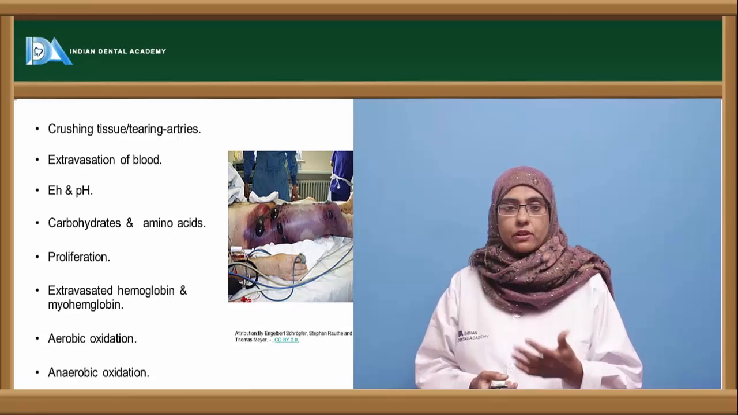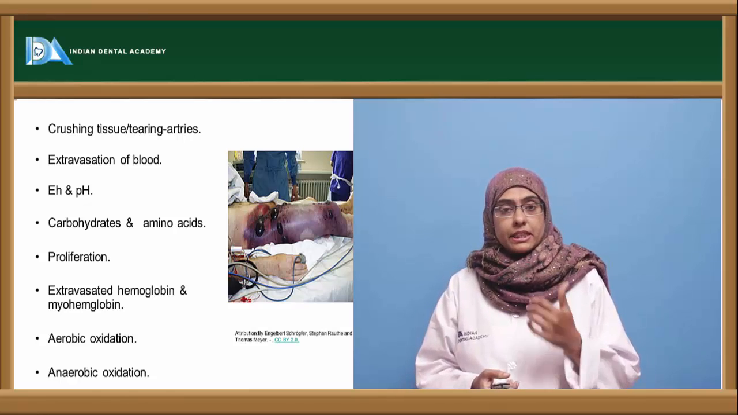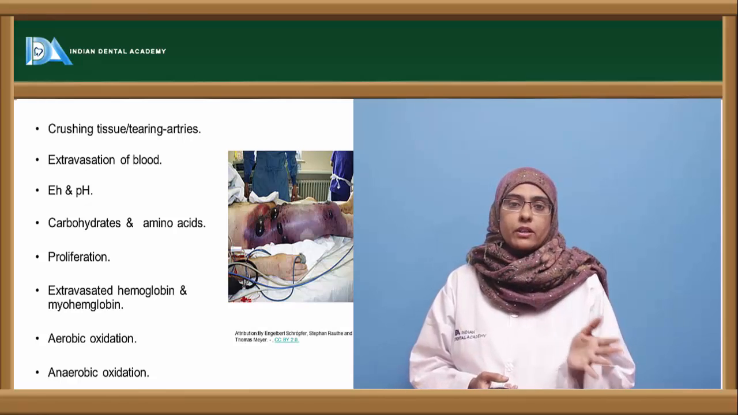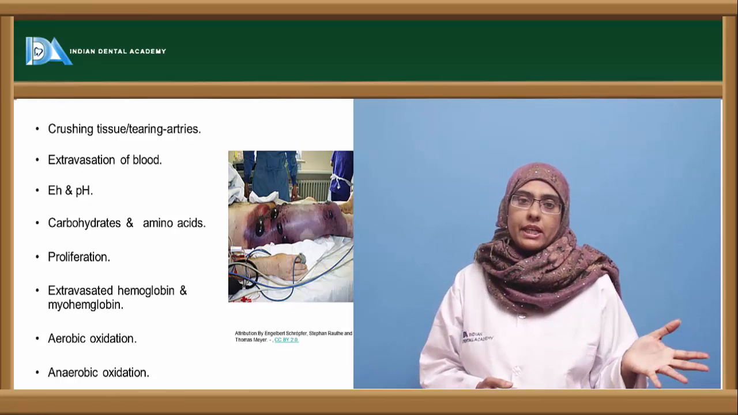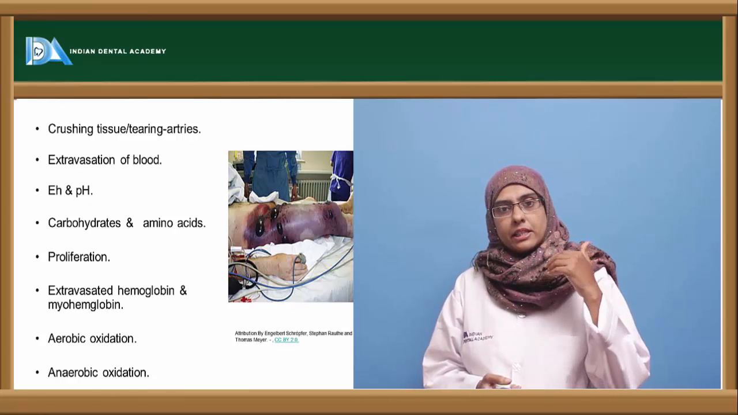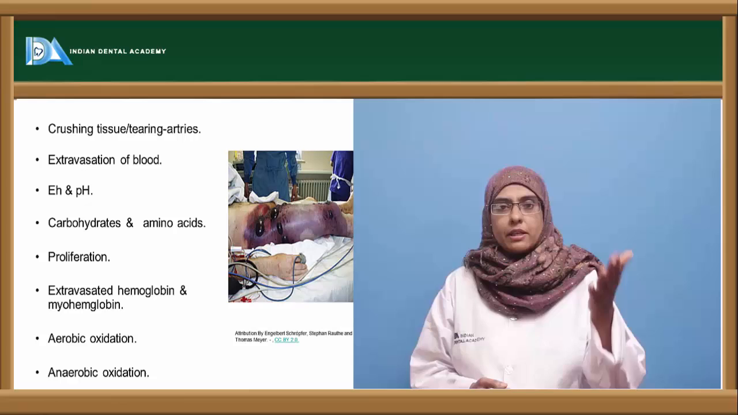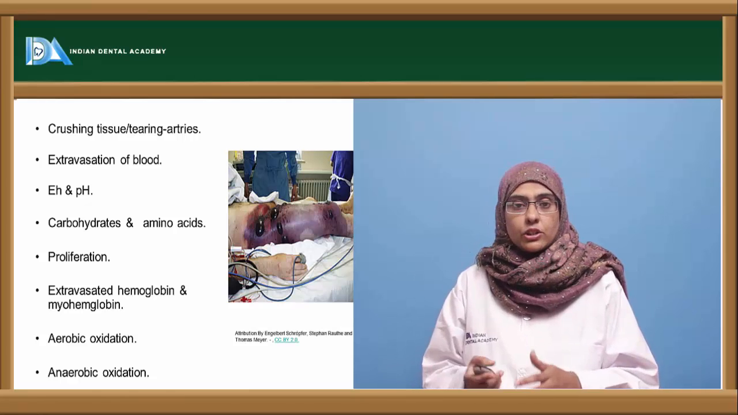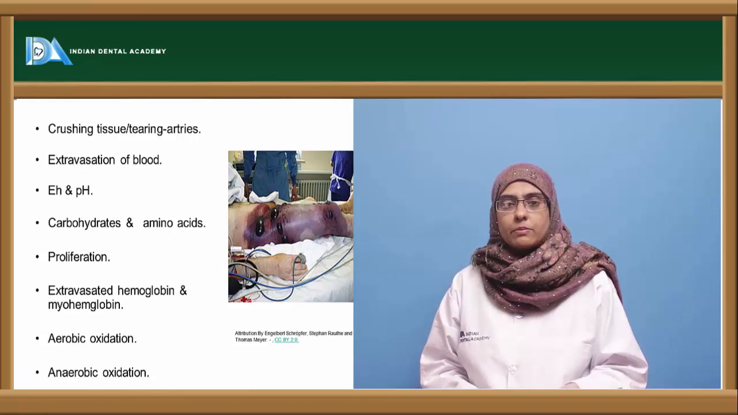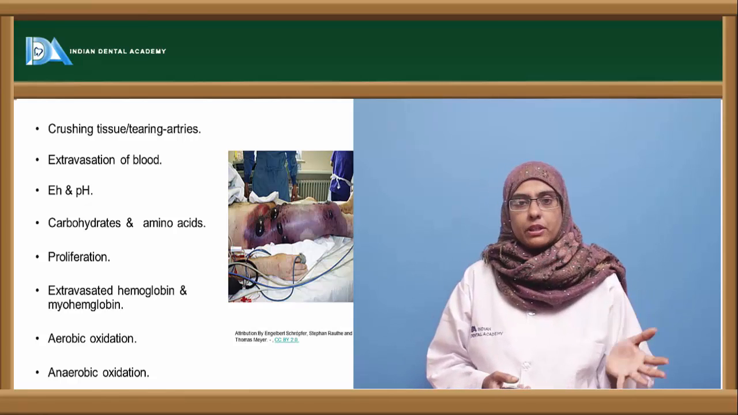And extravasation of the blood, that is the leakage of the blood, increases the pressure on the capillaries, thereby decreasing the flow of blood or the supply of the blood to the wounded area. As a result, when there is low oxygen supply, there is an anaerobic condition in that particular area, thereby decreasing the oxygen tension. So the Eh and the pH, that is the reduction potential and the pH, usually come down when there is no blood supply to that particular area.